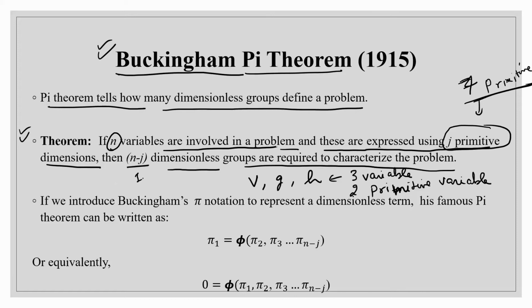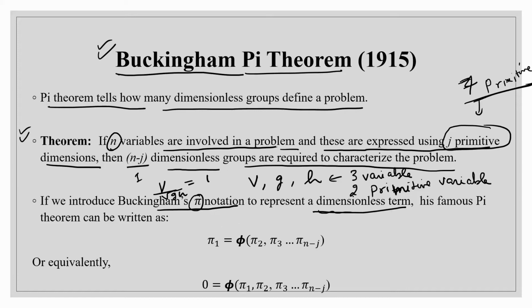That means that we will get only one dimensionless group, which we have already found out: V upon G by H is equal to 1 is the dimensionless group that is required to completely characterize the problem. Now if we introduce a Buckingham pi notation to represent a dimensionless term, this pi is not the pi that we use for finding out area. So this is not that pi.